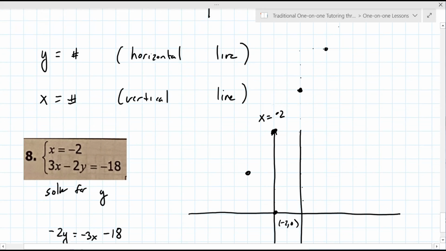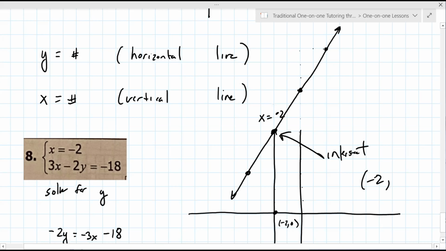So this is your equation. We want to find that intersection point. It just so happens to be right there where they intersect. So that would be -3 and -2, and then up 1, 2, 3, 4, 5, 6.